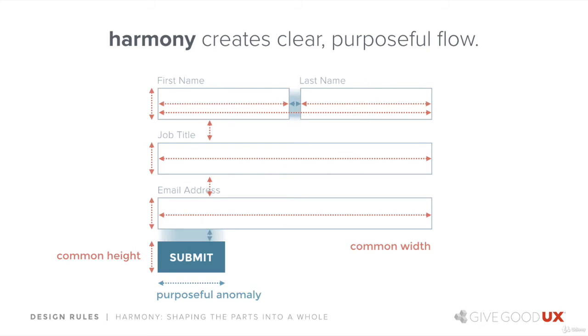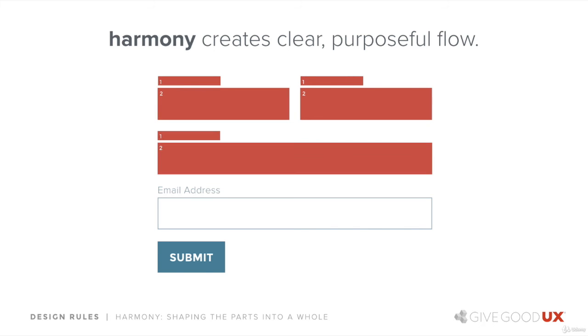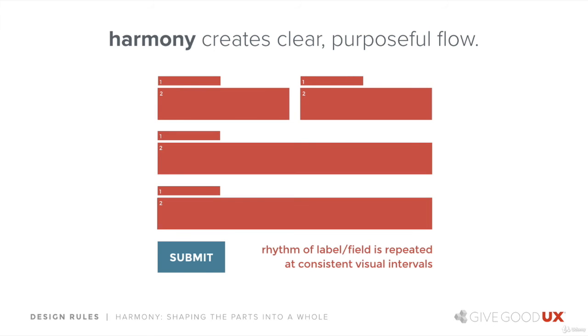That's harmony. And again, as we said in the last section, there is also rhythm here. 1, 2, 1, 2, 1, 2, 1, 2. All right, the rhythm of the label and the field is repeated at consistent visual intervals. Those last three words are important. Consistent visual intervals, which is harmony.